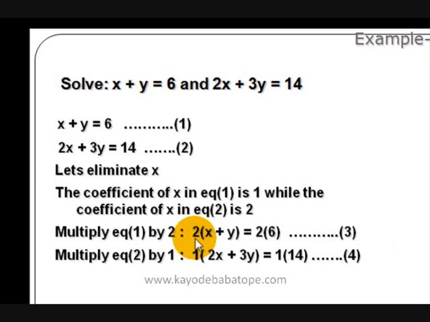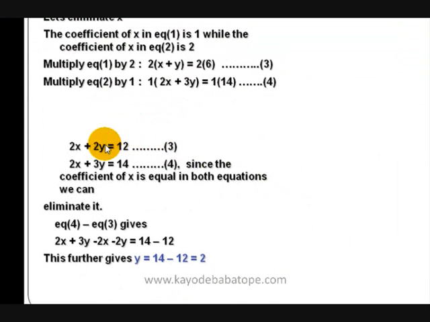And that gives us 2 into x plus y equals 2 times 6. That gives us equation 3. And also multiply equation 2 by the coefficient of x in equation 1. While we are doing this is to be able to make the coefficient of x in both equations equal. Okay? So by the time we also do that, we will have 1 into 2x plus 3y equals 1 into 14. You can see now that you have 2x plus 2y equals 12 from equation 3 and 2x plus 3y equals 14 from equation 4.